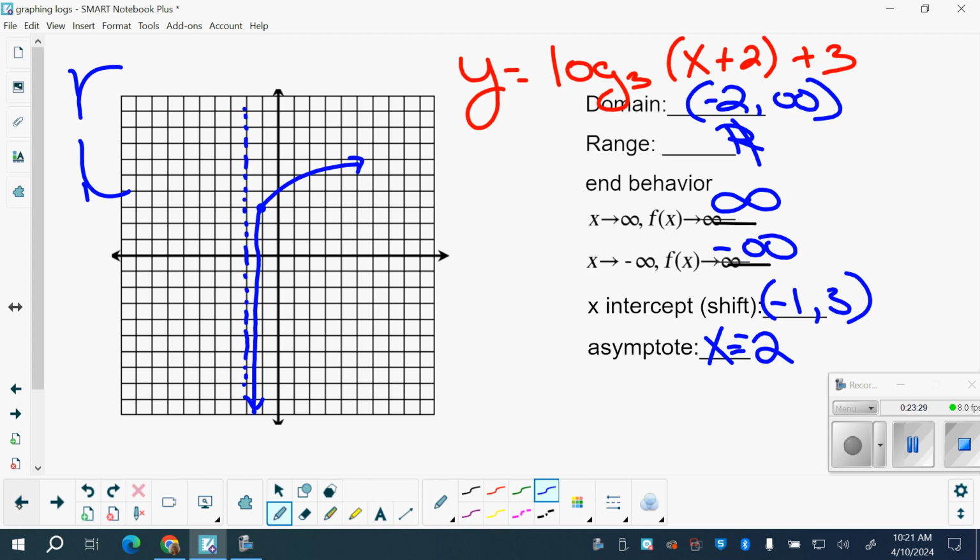Because I start here at 0, 1, and I'm going to move it 2 to the left. 1, 2, right? And then up there.